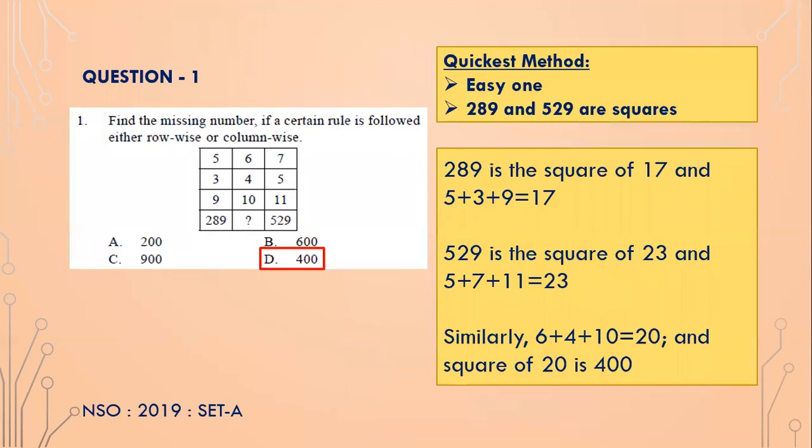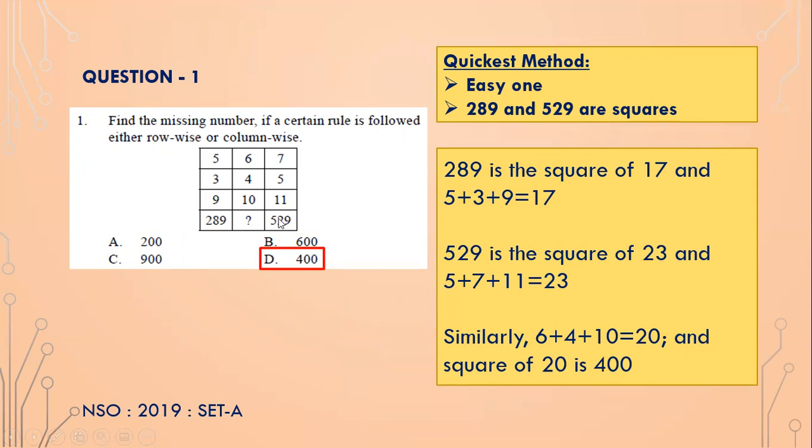Okay, so the first one: find the missing number if a certain rule is followed either row wise or column wise. 539, 289, 6410. Then you have to find this number in 7511, 529. The first hint is, if you notice, 289 and 529 are perfect squares, isn't it? 289 is the square of 17, 17 17s are 289. And 5 plus 3 is 8, 9 plus 8 is 17, isn't it?